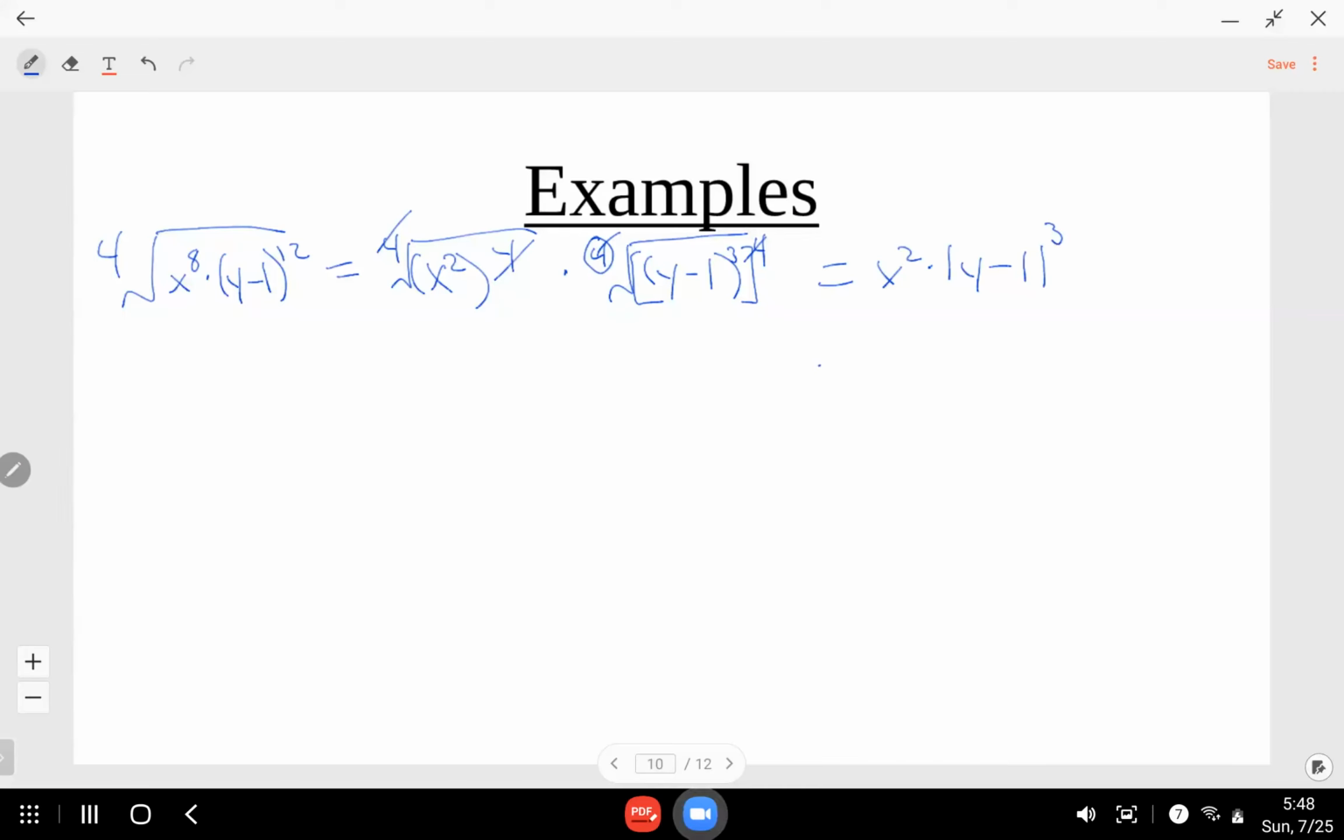So let's do some more examples before we work on rationalizing the denominator. Okay, so how are we going to do this? Let's do this. Okay.